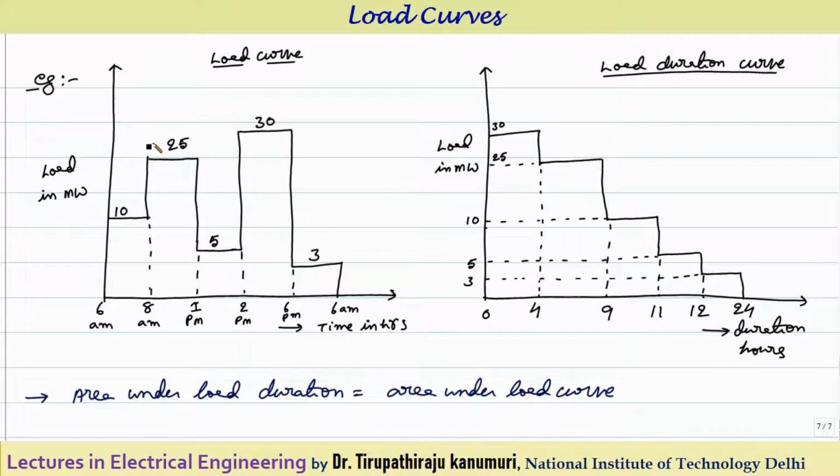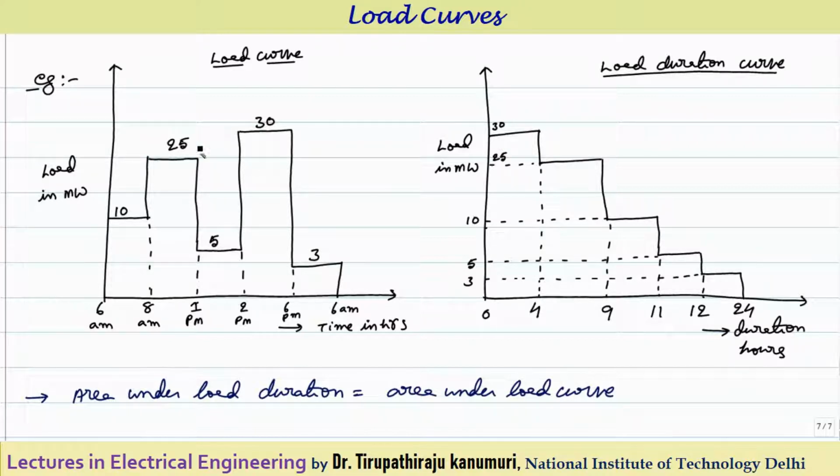Now what we will do is arrange these loads in descending order versus the duration. First we select the maximum load. The maximum load or maximum demand is 30 megawatt, so we will take the 30 megawatt. For how much duration is it there? It is there from 2 pm to 6 pm, that means a duration of 4 hours. So it is plotted for 4 hours.